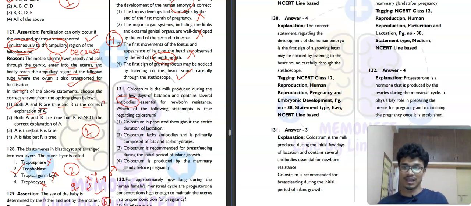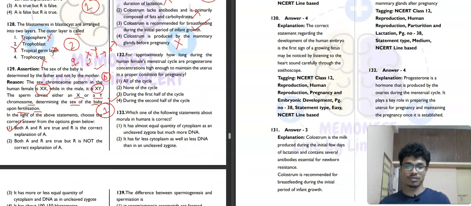So colostrum basically has the IgA antibody, and colostrum is produced throughout the entire duration of lactation. No, not correct. Colostrum lacks antibody and is primarily composed of fats and carbohydrates. No, it is saying that colostrum contains antibody, and the option is saying no. So this is also not correct. Colostrum is recommended for breastfeeding during the initial period of infant growth. Yes, absolutely correct, because it has antibody and it is essential for the newborn resistance. Colostrum is produced by the mammary gland before pregnancy. It is also not correct. So the third option will be our correct answer for this question.